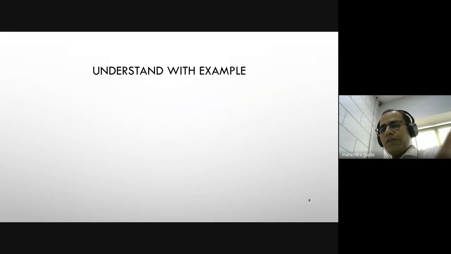Now I'm moving towards a real example by which you could understand how an incubator is actually working in the real world. I'm taking the example of my own incubator because I can answer each and every query on those slides.